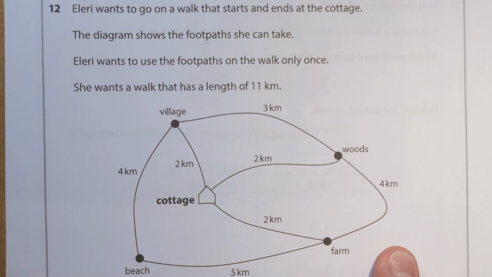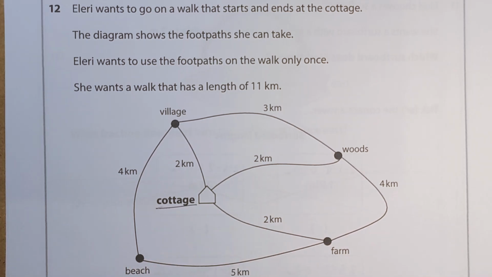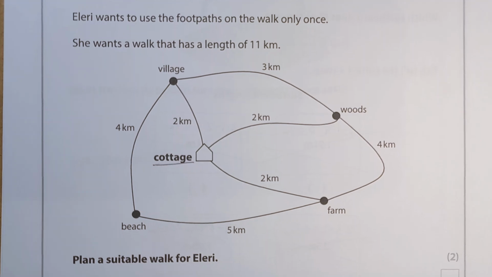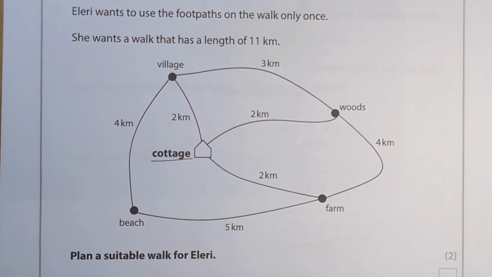Question 12. Ellery wants to go on a walk that starts and ends at the cottage. That's here. The diagram shows the footpaths she can take. Ellery wants to use the footpaths on her walk only once. She wants a walk that has a length of 11 kilometres. And just down here it says, plan a suitable walk for Ellery. Actually, so let's leave that there so we can see it.